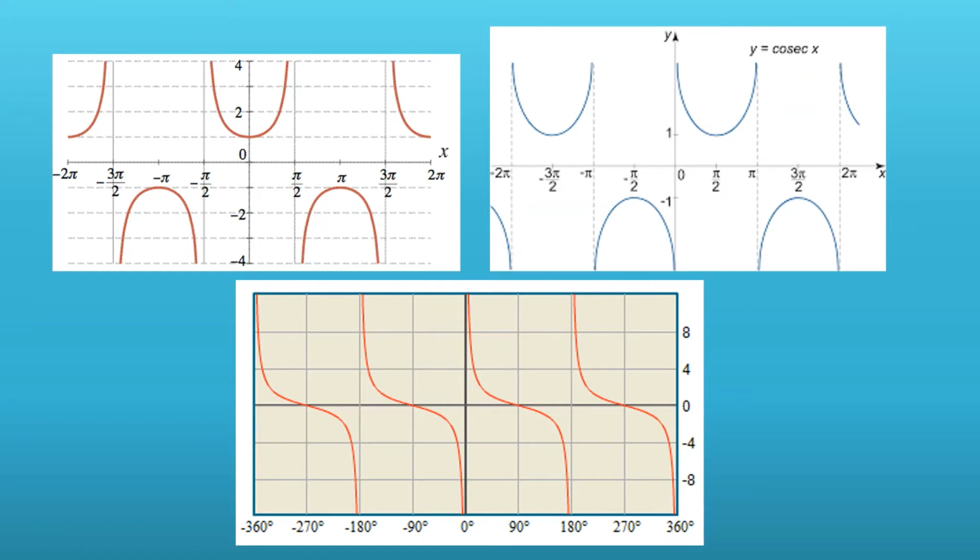And the cotangent graph has boundaries at negative 360, negative 180, 0, 180, and 360. Those are the boundaries for the cotangent graph.